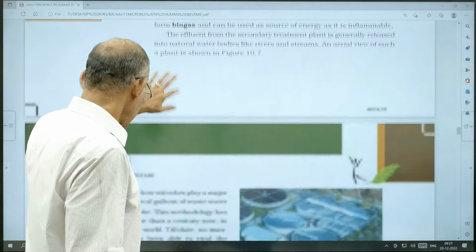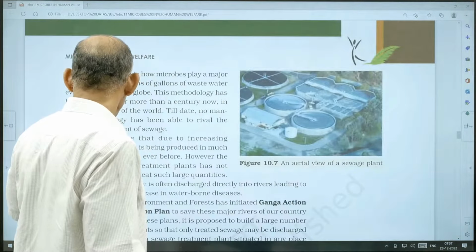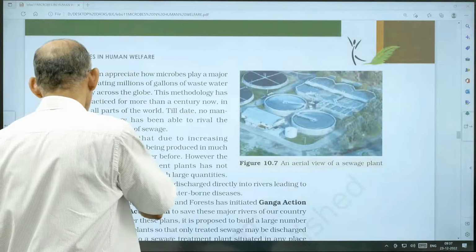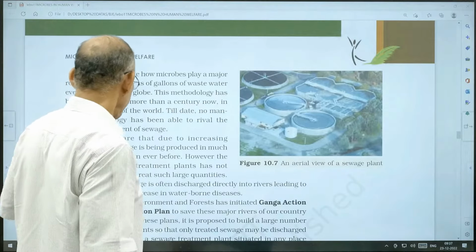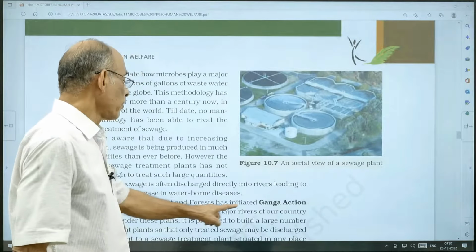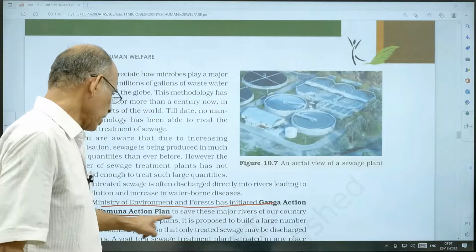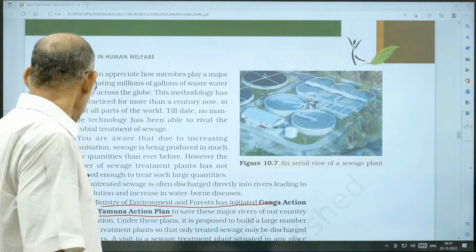Next is the Ganga Action Plan and Yamuna Action Plan. This is taken up by the Government of India, the Ministry of Environment and Forest, to clean up our sacred rivers.